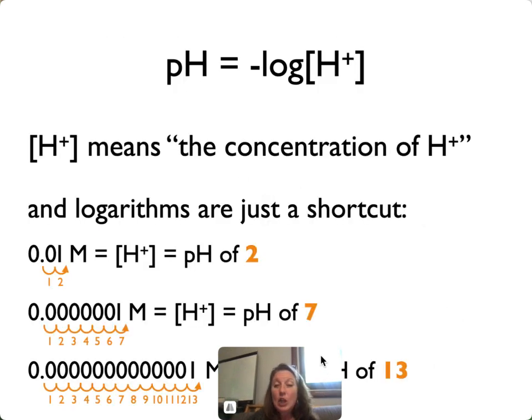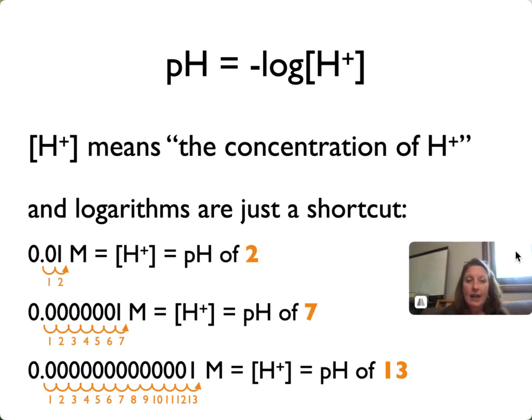Now, let's take a look at how pH is calculated. I know this looks like a lot of numbers, but I'm going to walk you through it and you're going to see it really does make sense. The equation for calculating pH is this. pH is equal to the negative log, which is short for logarithm, of the concentration of protons. Anytime you see something in square brackets like this, it means the concentration of whatever is inside the brackets. So this bracket, H plus bracket, means the concentration of H plus or protons.